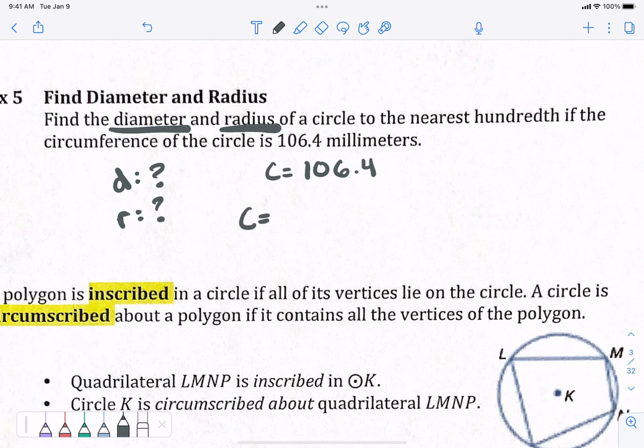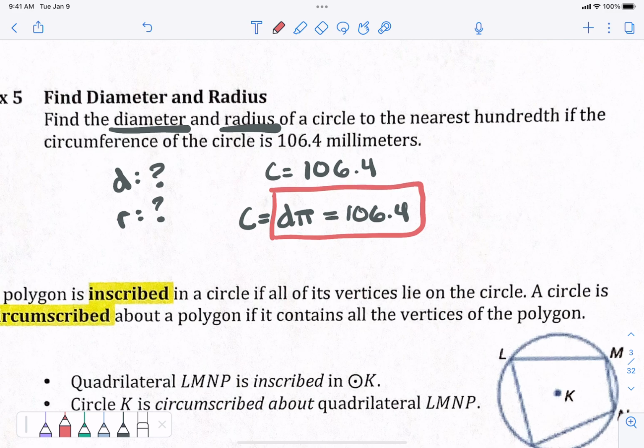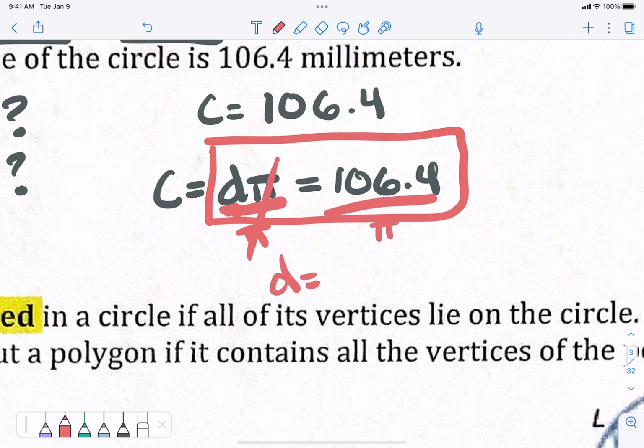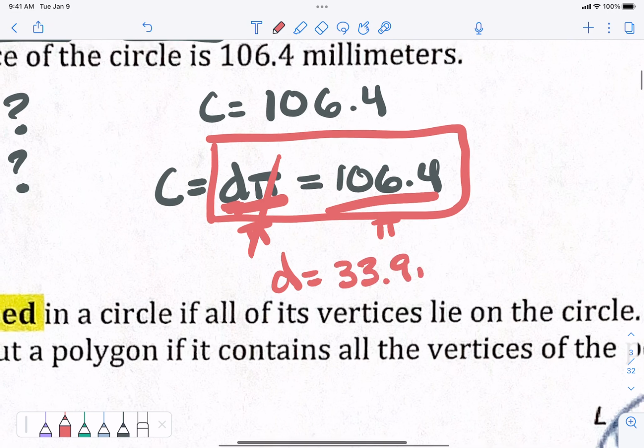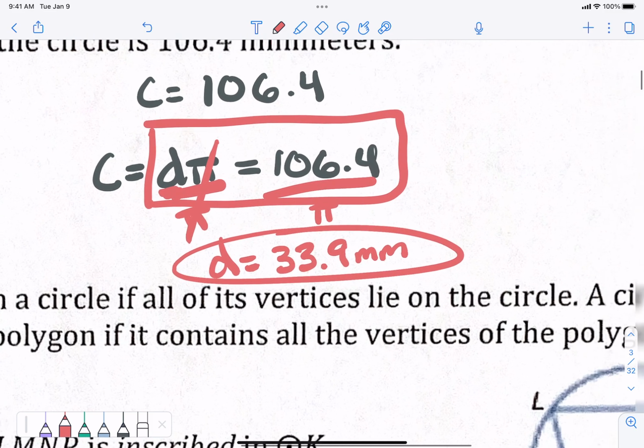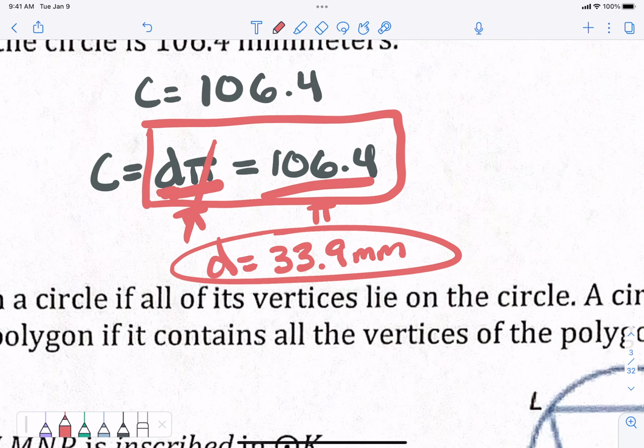So I know that circumference is the diameter times pi. But they're telling me that that is 106.4. Okay? So I'm going to just use this information, and we're solving for d. To try to get d by itself, yeah, divide by pi. So the diameter is 106.4 divided by pi. 33.9, and that is in millimeters. Okay, that's what the diameter is. So we found diameter by working backwards. We're dividing by pi instead of multiplying by pi.